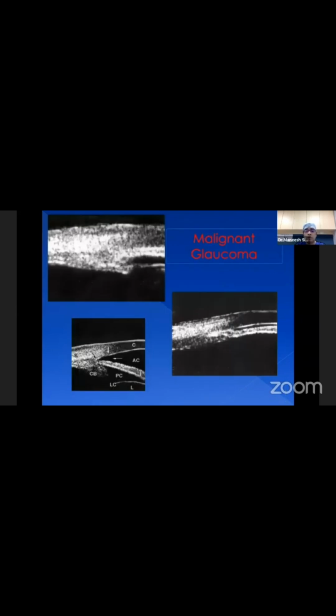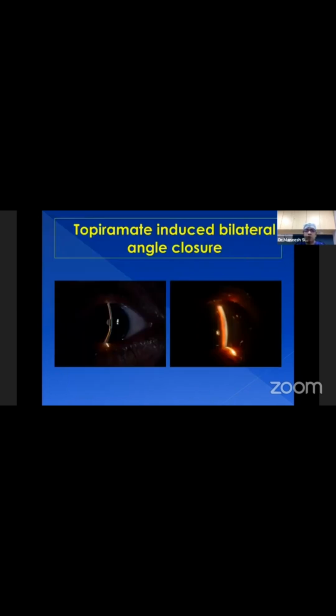Also, in post-surgical shallow chambers with malignant glaucoma, you can actually see this flattened and anteriorly rotated ciliary body, which is a diagnostic test for malignant glaucoma. So these are certain cases where UBM definitely gives you extra information compared to gonioscopy.